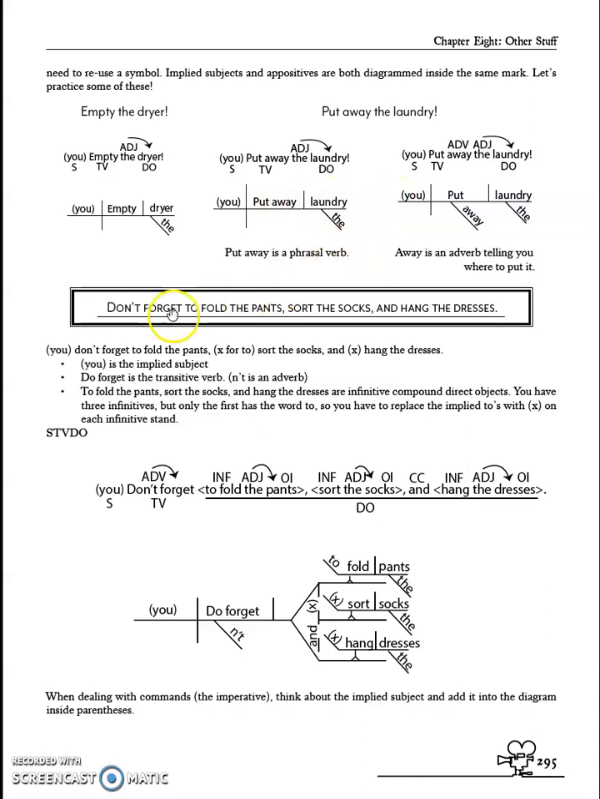Okay. If you've got something like, don't forget to fold the pants, sort the socks, hang the dresses, well, you still have a command here, right? It's you. Hey, you, don't forget to do these things. So you, don't forget, adverb not, right? And then you've got a series of infinitive phrases: to fold pants, sort socks, hang dresses. So it's like you do forget, because we put the not underneath as an adverb. And then we've got all these things.